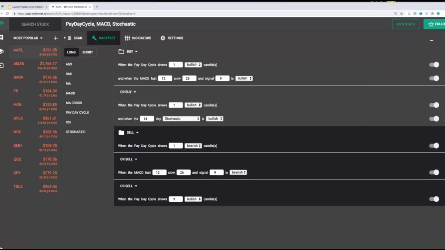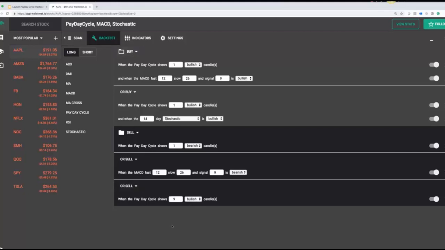So I want to buy when the payday cycle starts and when the MACD confirms, or I want to buy when the payday cycle starts and the stochastics confirms. And I want to sell when we have one bearish payday cycle, or when the MACD goes bearish, or when we have 9 bullish payday cycle bars. This is the profit condition right here. Do you see how I can stack these up and keep stacking them up?